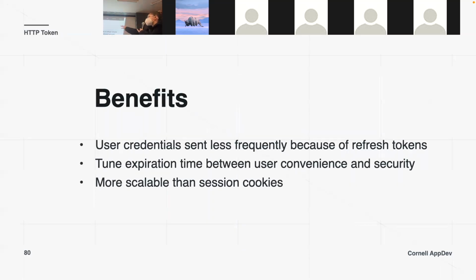Okay, benefits. The user credentials are sent less frequently because of refresh tokens. So essentially the encrypted username and password is exposed fewer times, since you're not dealing with that encrypted information, you're just dealing with the tokens. And then you're able to tune the expiration times between user convenience and security, so you can set how long until the tokens expire. And since they're stored in a database and not in random access memory, it's more scalable than session cookies.